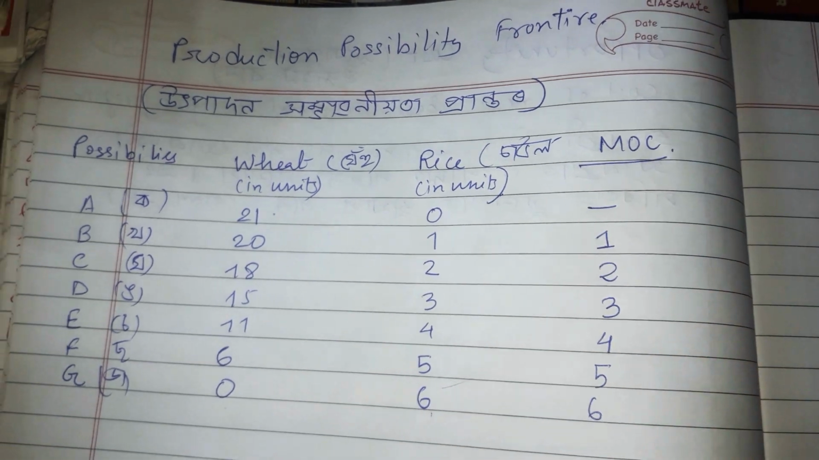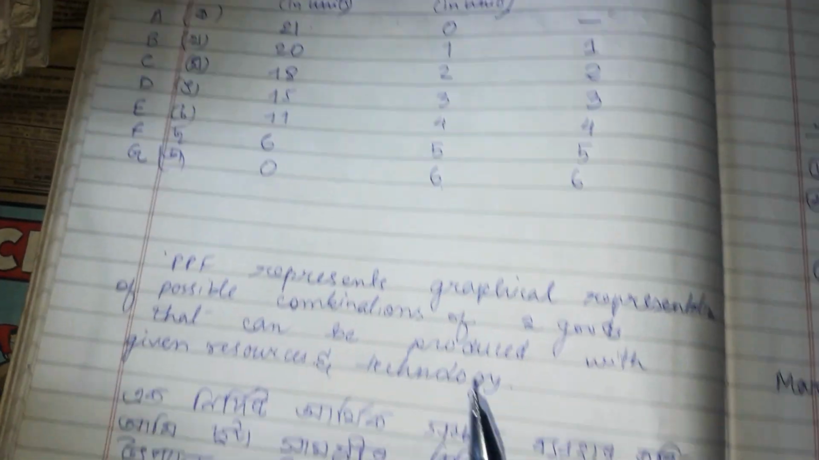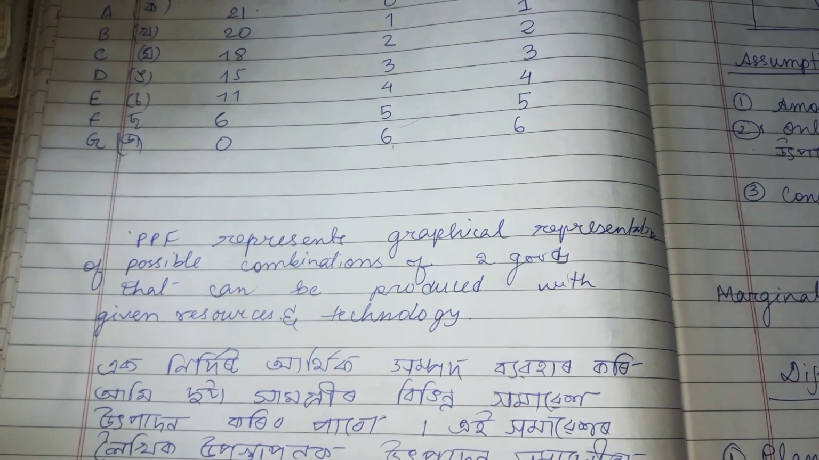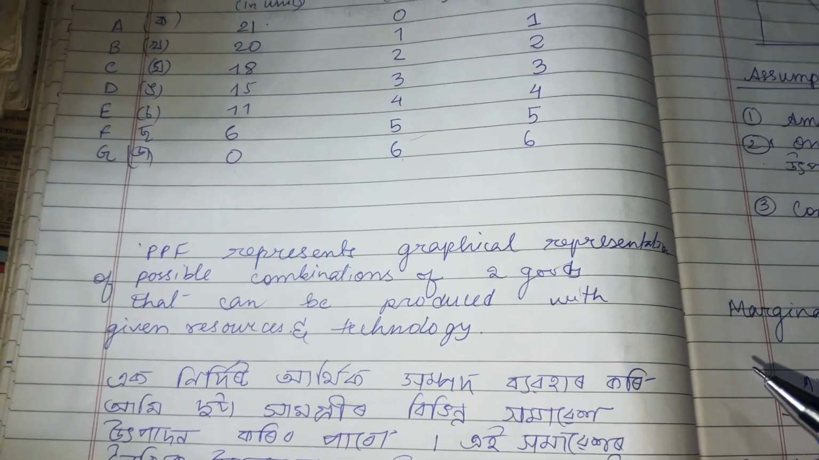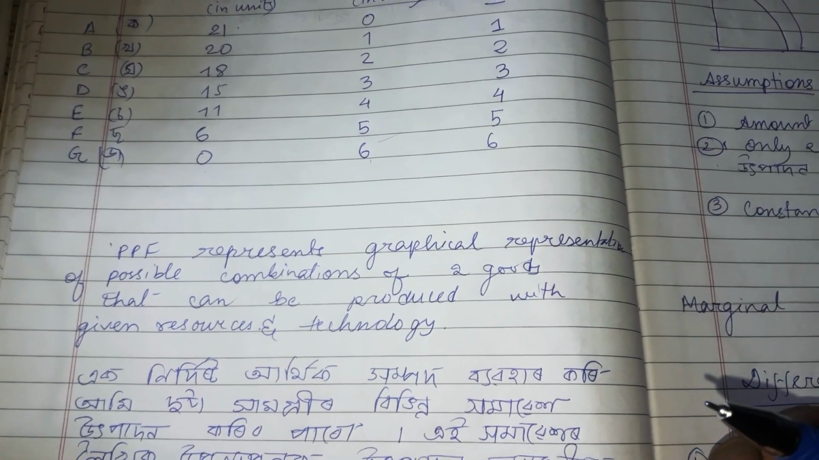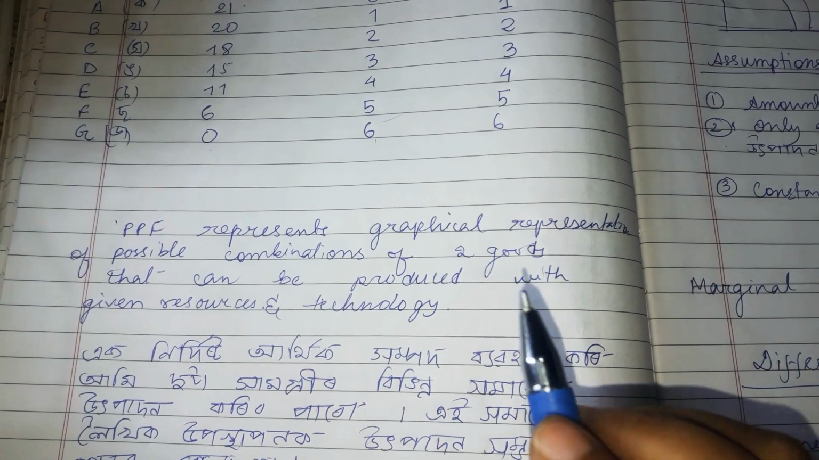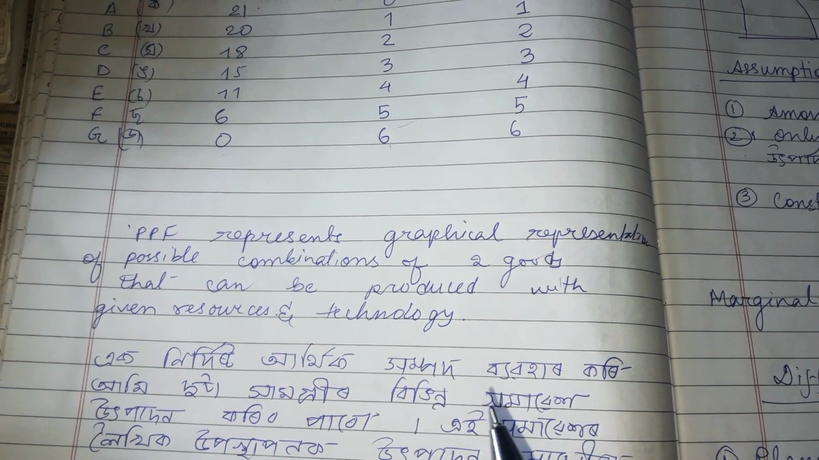So students, our next topic is production possibility frontier. So what is production possibility frontier? It's a graph. So what does this graph represent? This graph represents possible combinations of two goods that can be produced with given resources and technology.